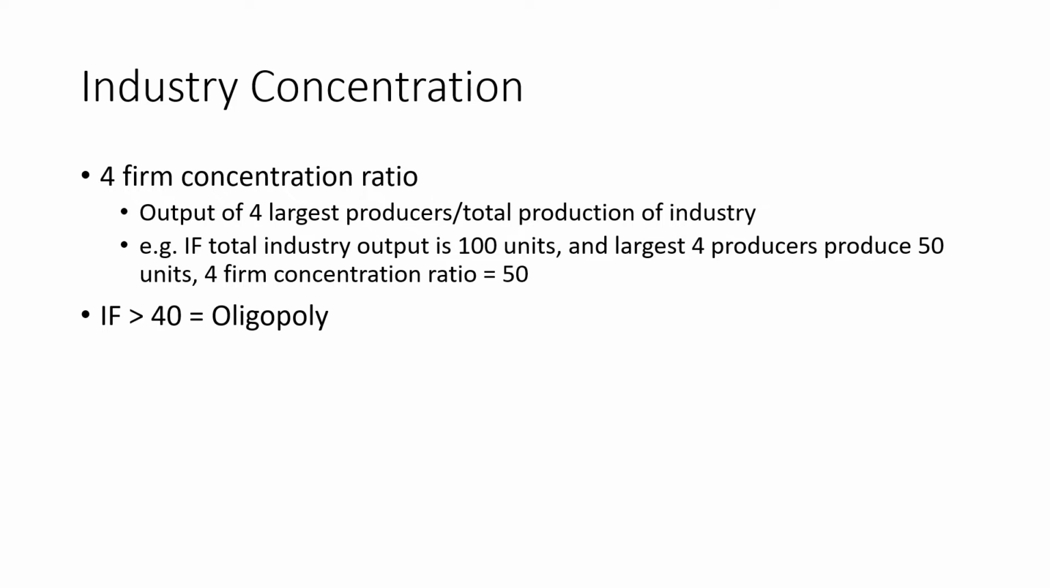We have a simple numerical example here. If the total industry output is 100 units, and the largest four producers produce 50 of those units, the four-firm concentration ratio is 50. You take 100 units, 100%. So if you have four firms that produce 80%, that's a four-firm concentration of 80. If the number is greater than 40, that constitutes an oligopoly. And once it gets to an oligopoly in the United States, within the macroeconomy, that's when Congress begins to think about regulation, if it becomes oligopolistic.